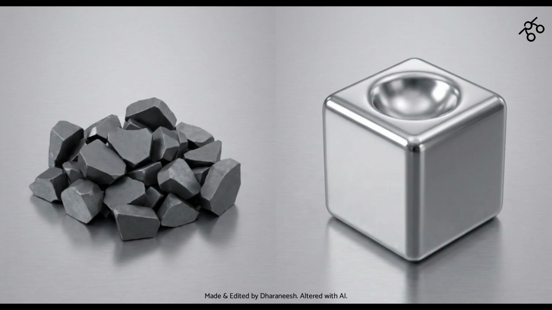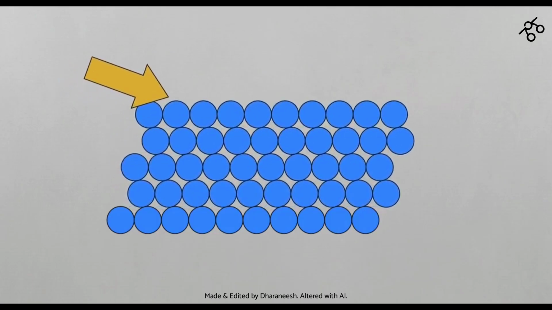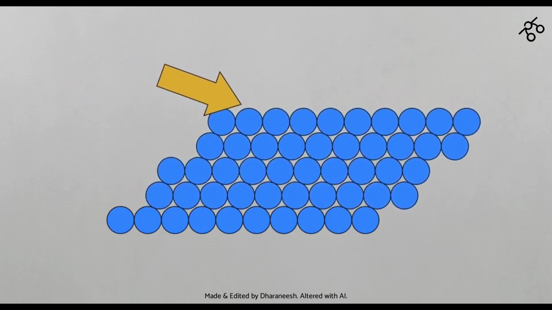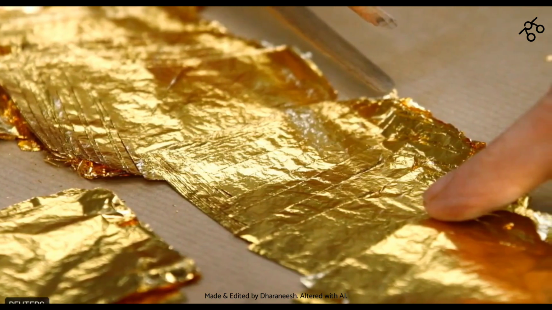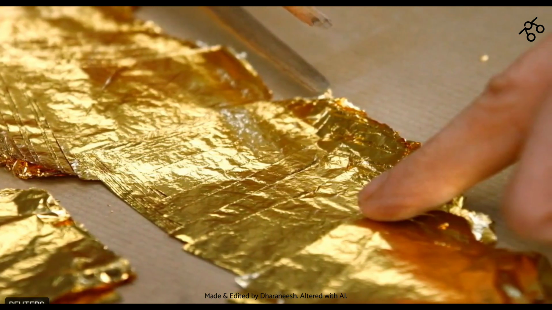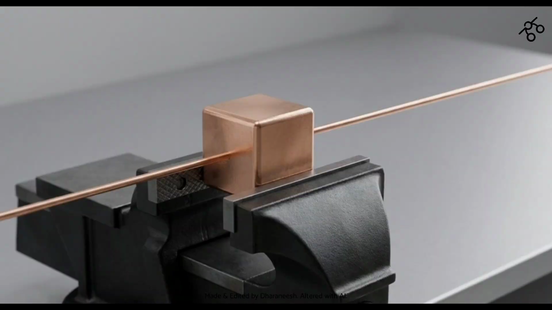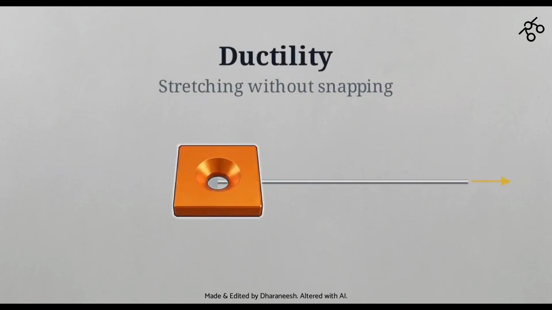Metals react completely differently. Because of their unique atomic structure, the atomic layers of a metal can slide past each other without fracturing. Strike a piece of gold, and it flattens out into an incredibly thin sheet, a property known as malleability. This same structural flexibility gives metals another unique property, ductility. This is the ability to be stretched and drawn out into long, thin wires without snapping.